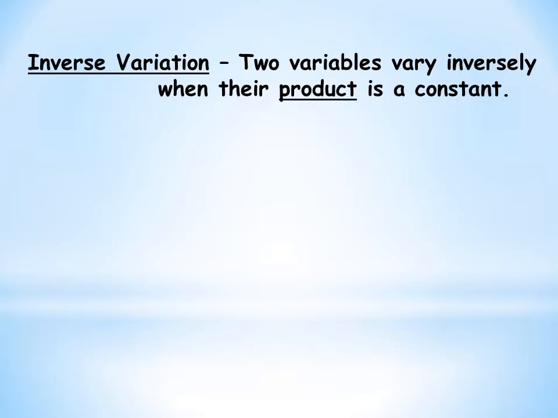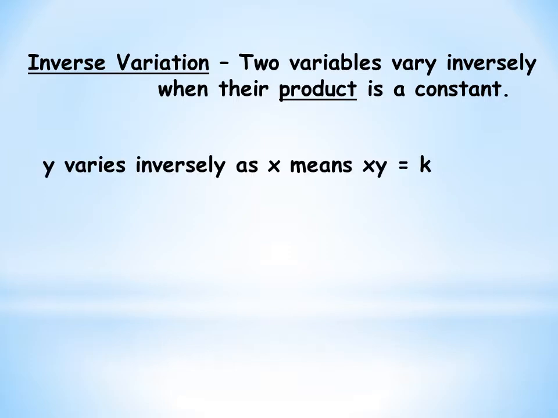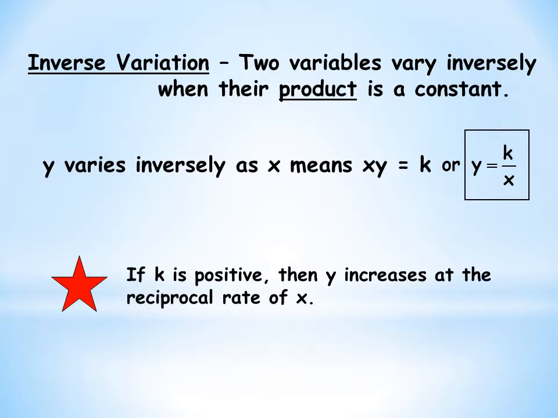Inverse variation is when two variables vary inversely when their product is a constant. So it would say y varies inversely as x means that x times y is a constant. Again, if I solve this constant equation for y, my equation is y equals k over x. Therefore, x and y are going to be opposite of each other. When y goes up, x goes down, and when y goes down, x goes up.